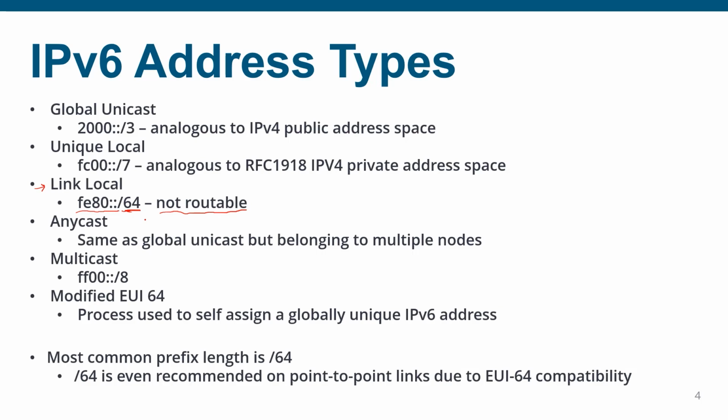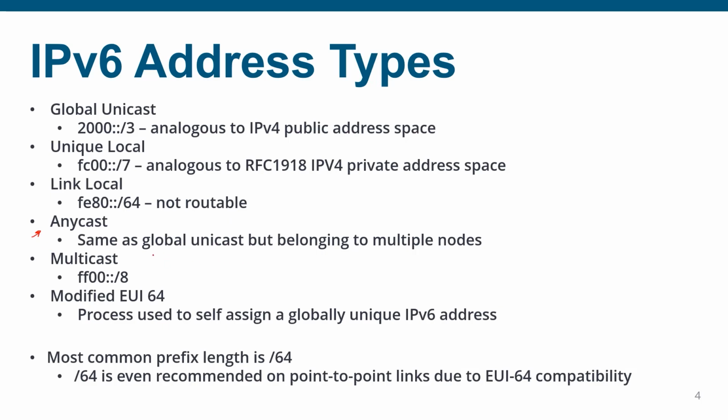The link local is only used for communicating with other devices on your same broadcast segment, in the same broadcast domain. It's not routable whatsoever. And as I mentioned, it's very akin to the MAC address at layer 2, but it is the layer 3 address.